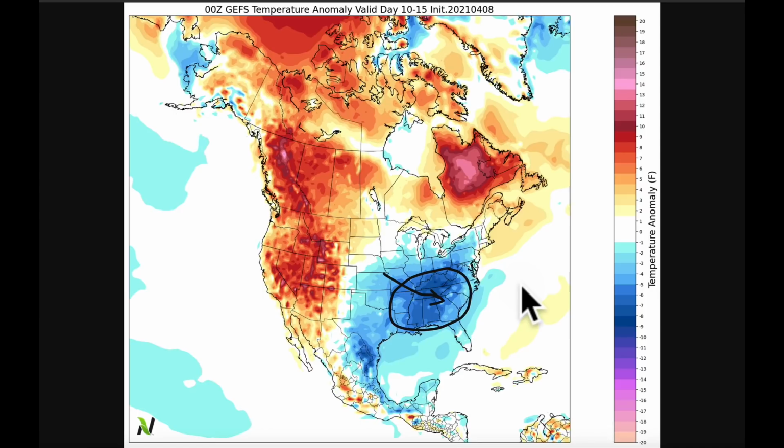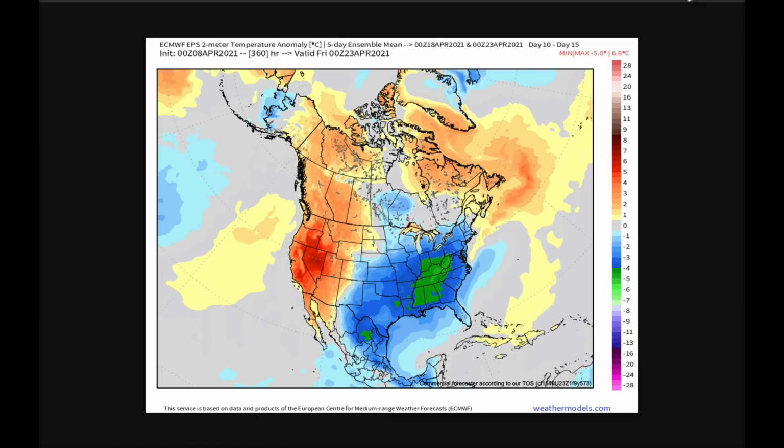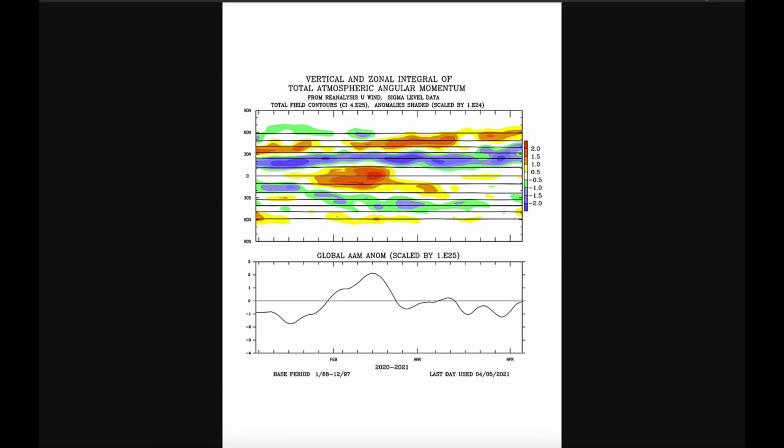But it's going to be a cooler pattern overall, as we saw in the jet stream a few moments ago. It's also in the European. So you can see here that both models agree: warmth west and some cooler conditions east as this new pattern evolves. Here's what I want to finish with.